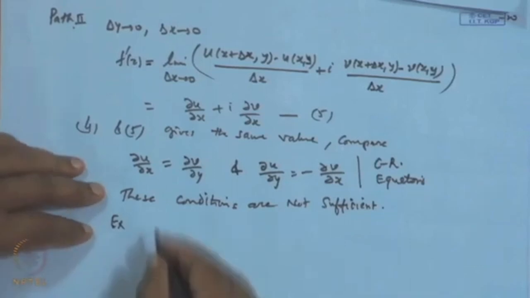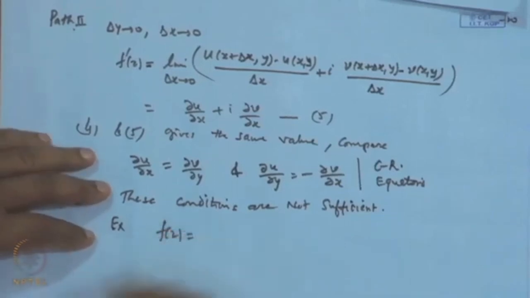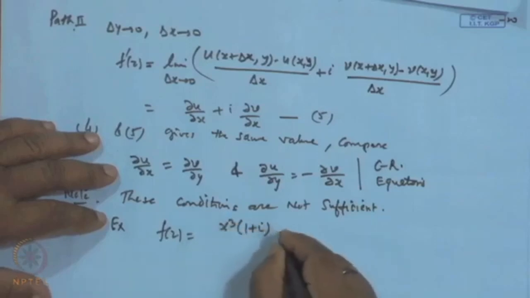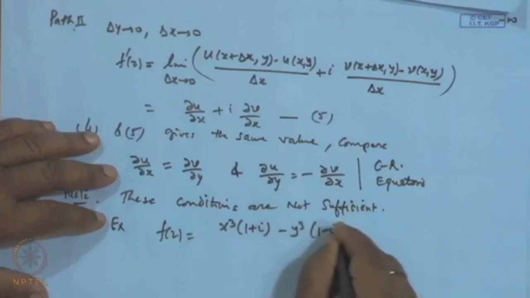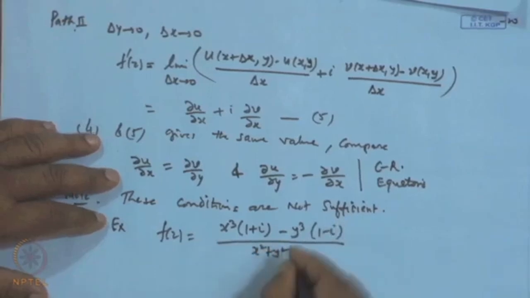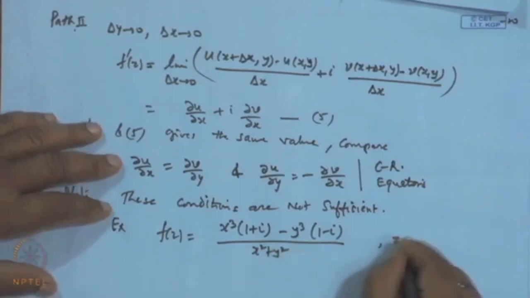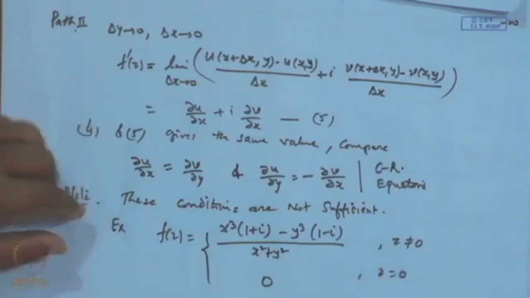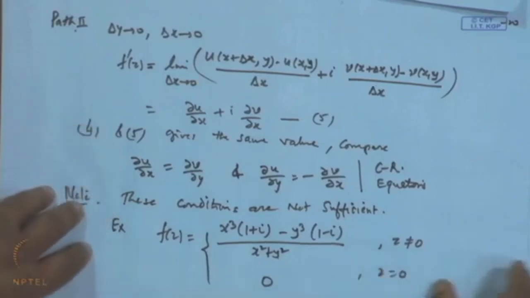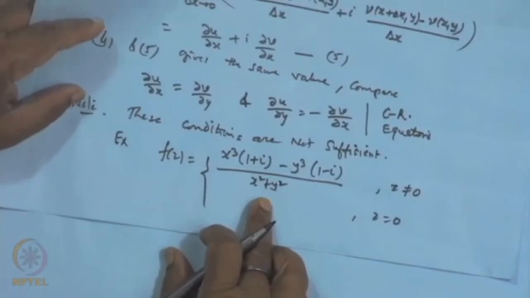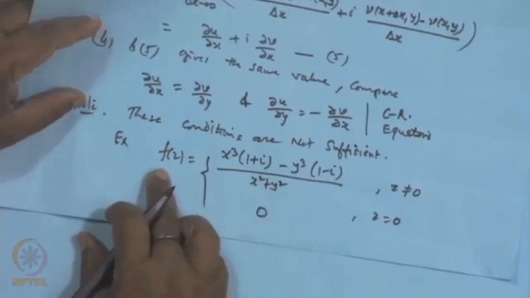let us see the function f of z, which is x cube times (1 plus i) minus y cube times (1 minus i) divided by x square plus y square when z is not equal to 0, and equal to 0 if z is 0. Okay. So, suppose I consider this, then what we claim is the functions u and v of this function satisfy the CR equations, but the function is not differentiable here.